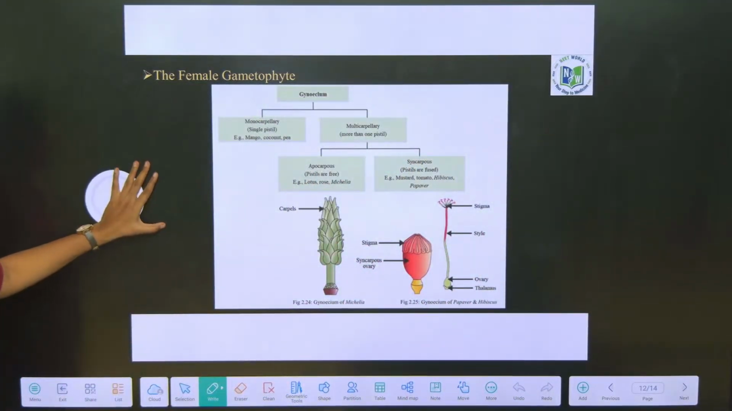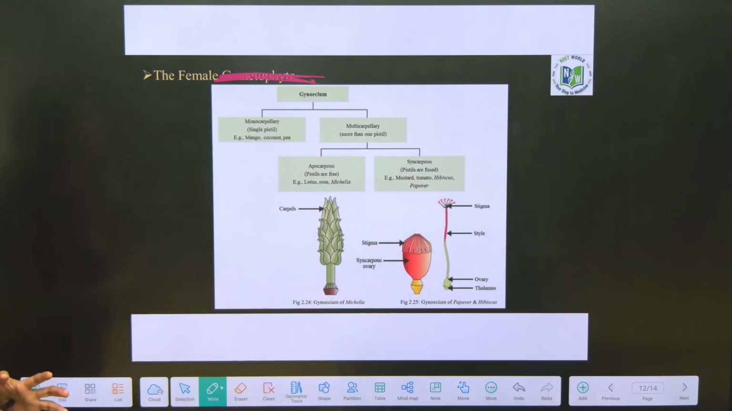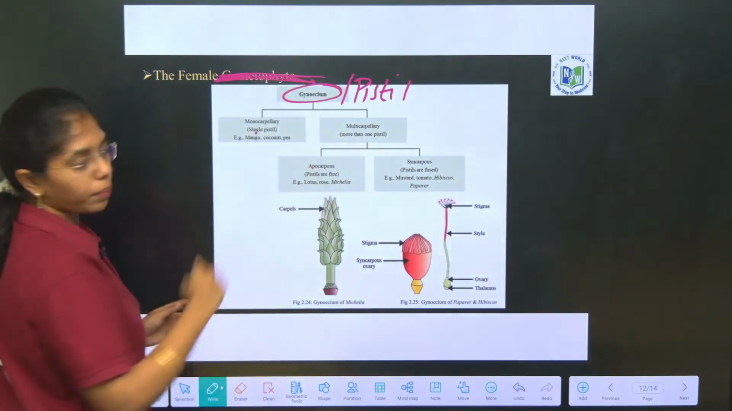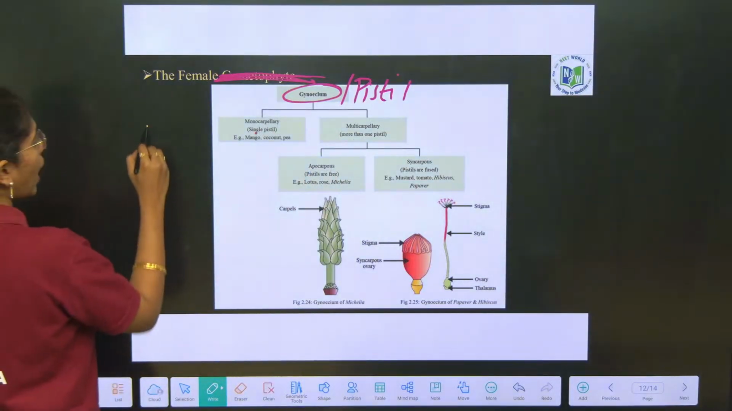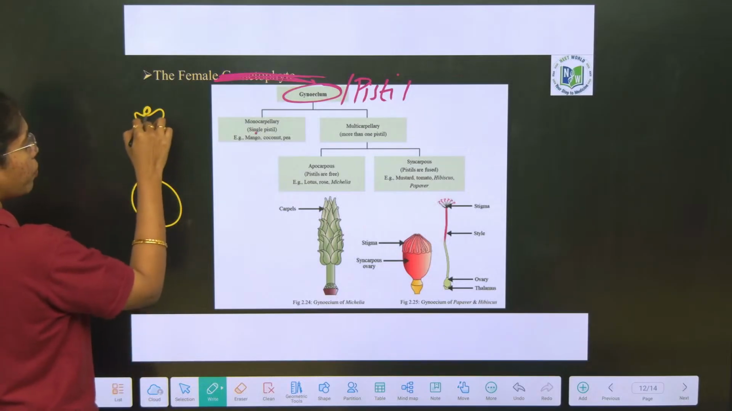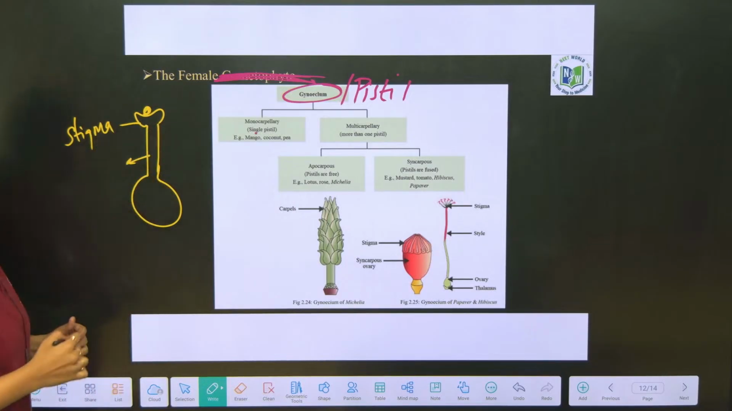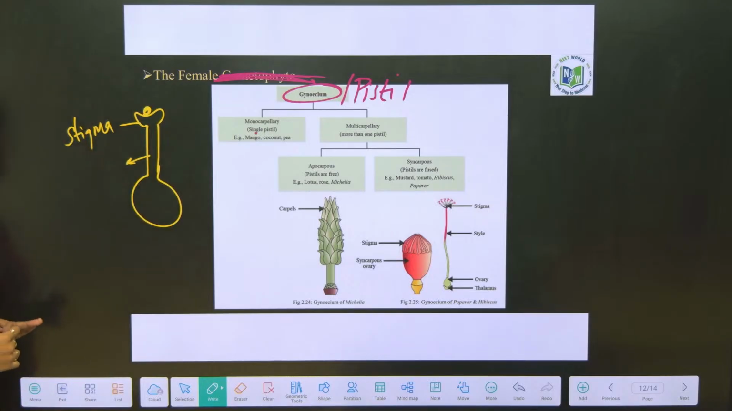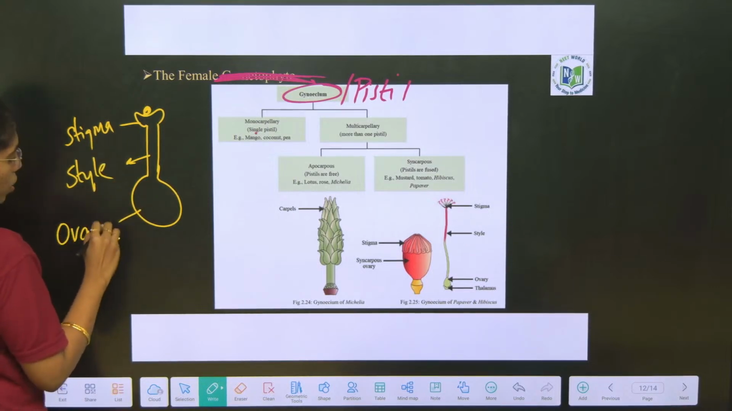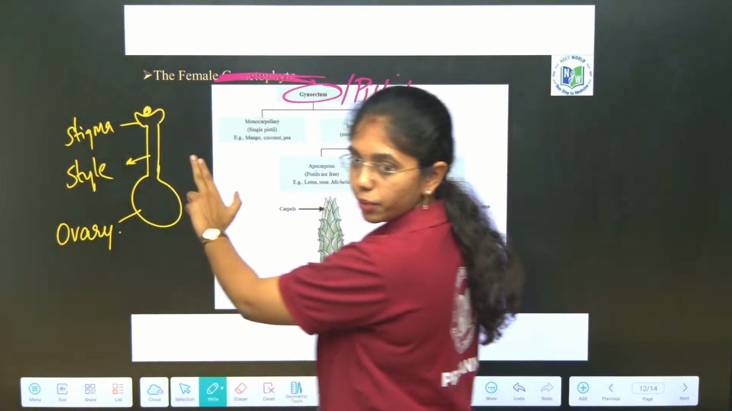This you already know. What is the female reproductive structure? Not gametophyte. Gametophyte is embryo sac. Female reproductive structure is gynoecium, which is also known as pistil. It can be monocarpellary or multicarpellary. Single carpel will have single unit of stigma, style and ovary. Stigma is the receptive portion of pollen grain, and this long tube, the style, will carry the pollen grain to the embryo sac, that is female gametophyte. And the basal bulged portion is what? Ovary.